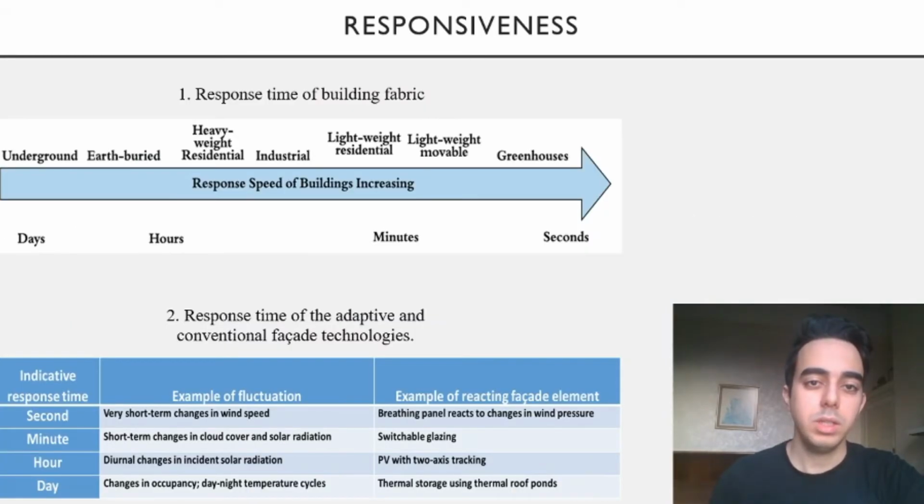Lastly, the responsiveness. The dynamic response time of any adaptive facade is split into two: the response time of the building fabric, which can be calculated by different equations shown in the paper, and the response time of the facade technologies.